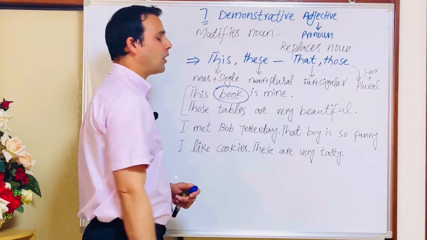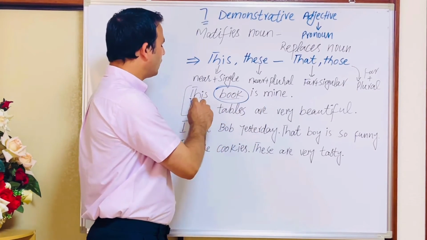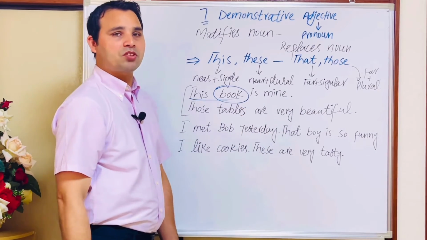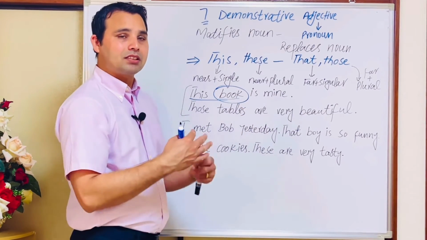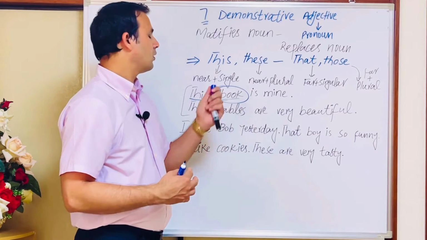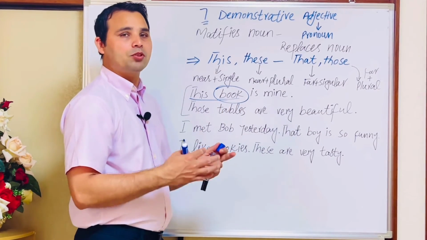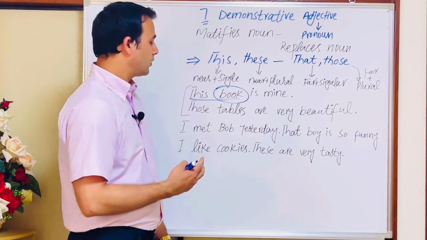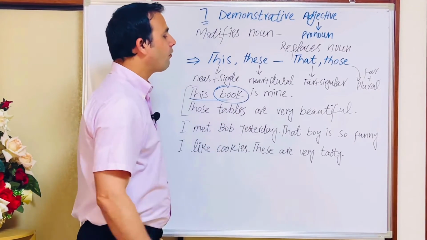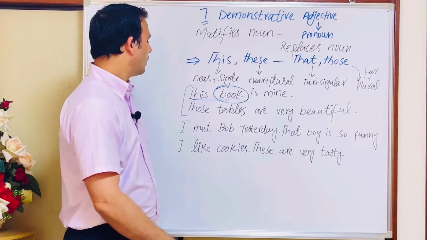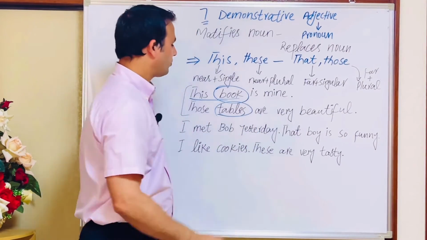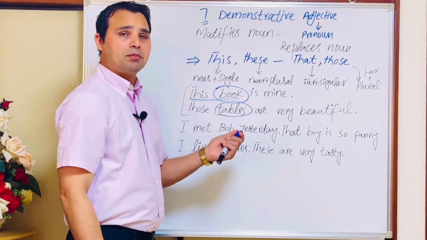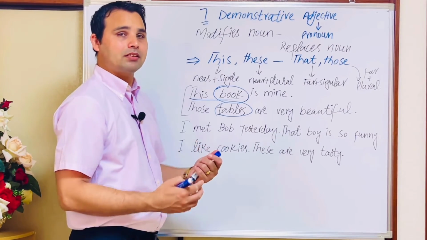This book is mine. So it is our demonstrative adjective because it is going to modify a noun and it's used before a noun. The second example is those tables are very beautiful. Now here tables are the noun in the sentence.